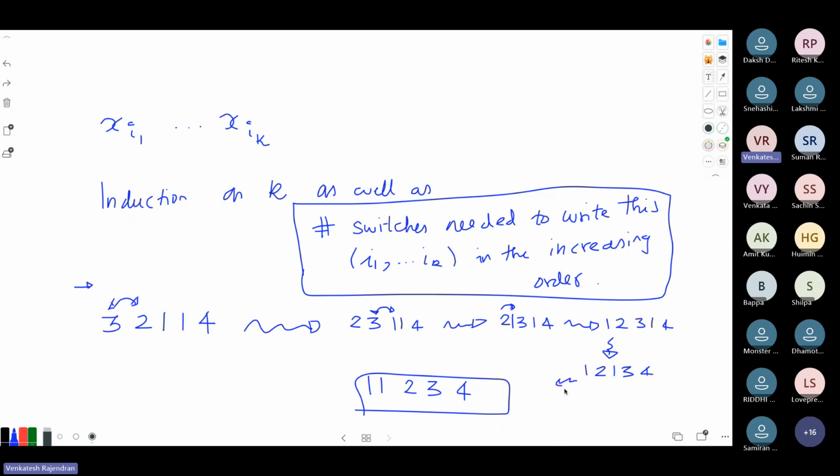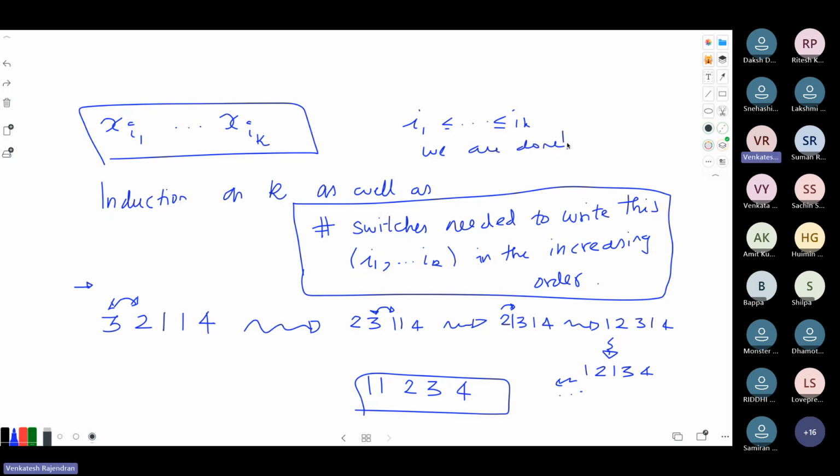So you can see that by doing this enough number of times, you will reach the correct order. Okay. So that is the number of switches that I'm actually inducting on. So now with that, you can see that you begin with this word x_{i1}, etc., x_{ik}. If it is already of the form i1 less than or equal to etc. less than or equal to ik, then we are done. So we don't need to do anything.